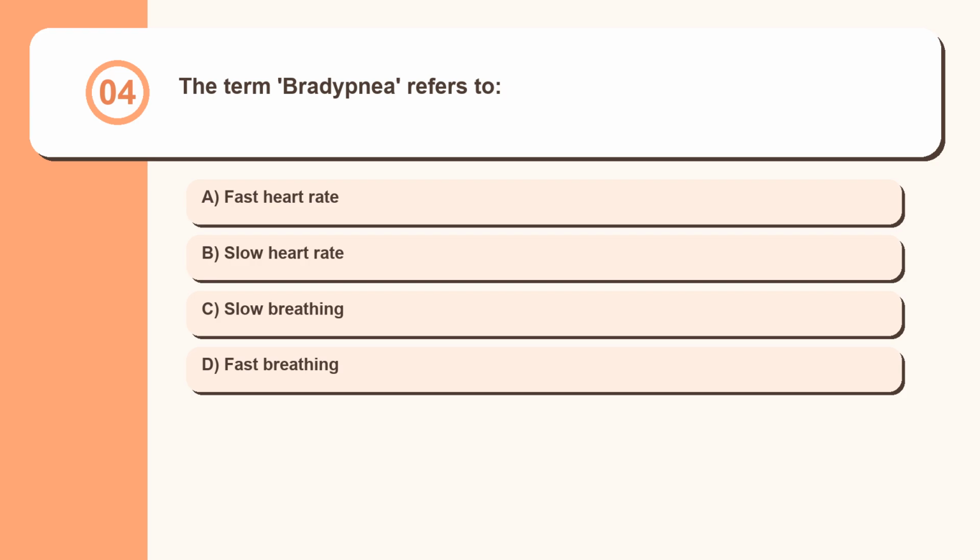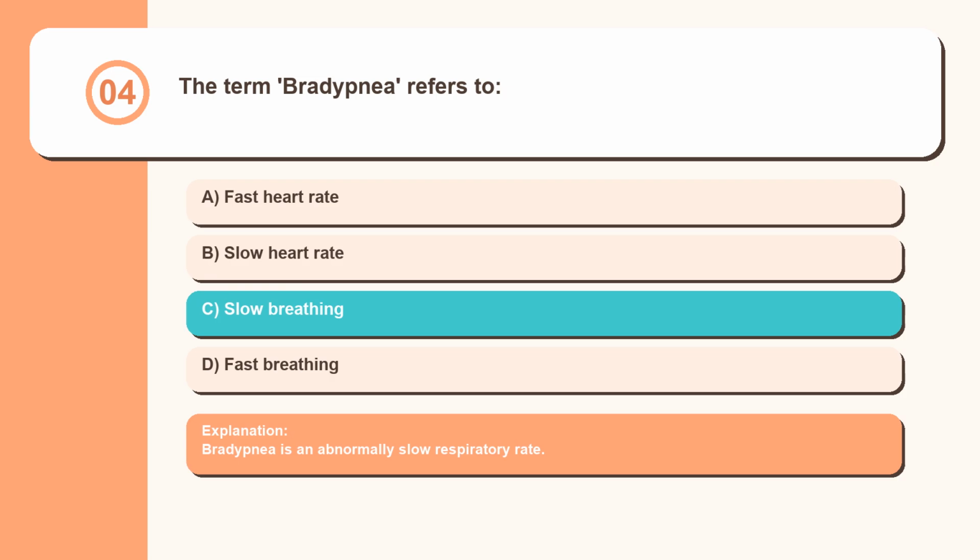Question 4. The term bradypnea refers to fast heart rate, slow heart rate, slow breathing, or fast breathing. Bradypnea is an abnormally slow respiratory rate.